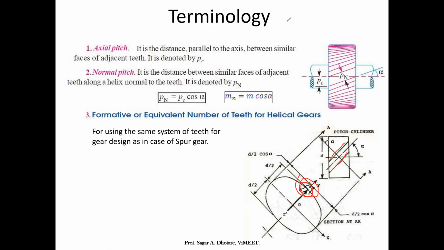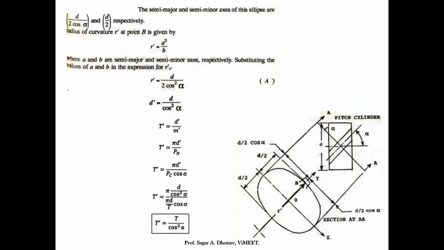We need to find the number of teeth using the helix angle. Then we need to find the pitch circle diameter of the equivalent spur gear. The pitch circle of the helix is cut by a plane, as shown in the figure, that is the normal plane, normal to the tooth. The corresponding section is like an ellipse having a major axis equal to d by cos psi. You can note it over here.